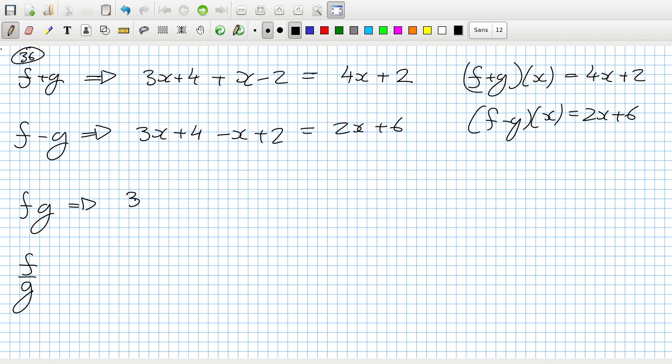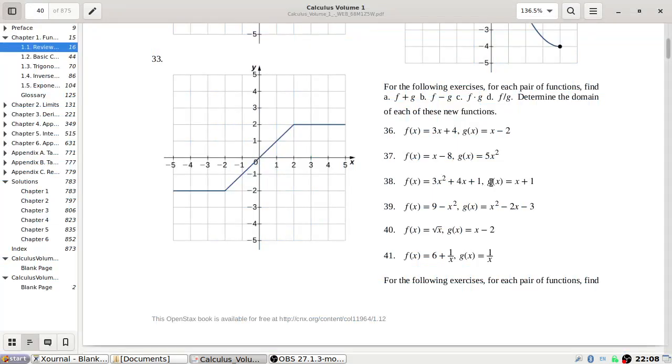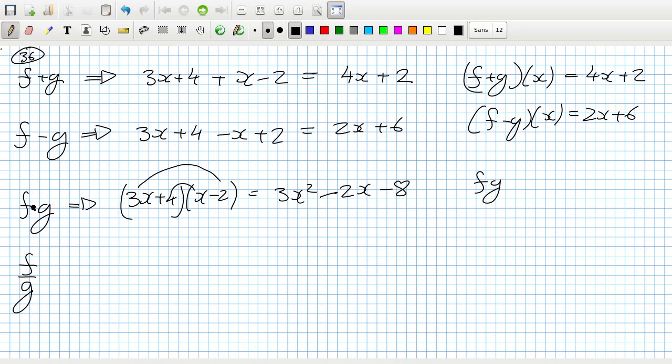F times g means it's 3x plus 4 times x minus 2, which will equal 3x squared. And then we'll have 4x minus 6x minus 2x minus 8. So that means f g multiply. Now, I'd better put the dot in to not confuse it with compose. F times g of x is 3x squared minus 2x minus 8.